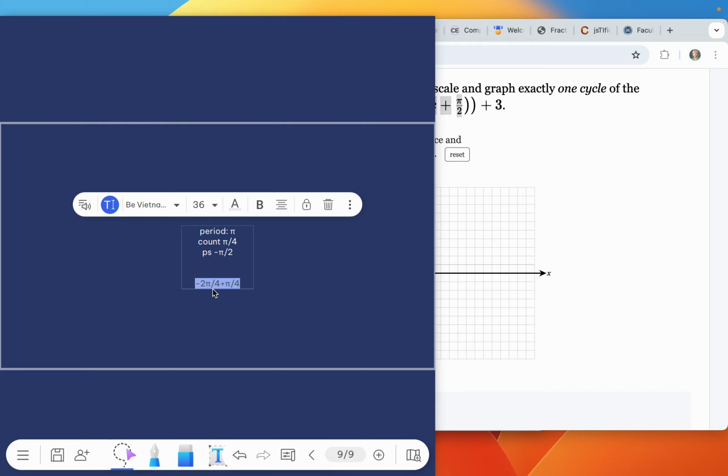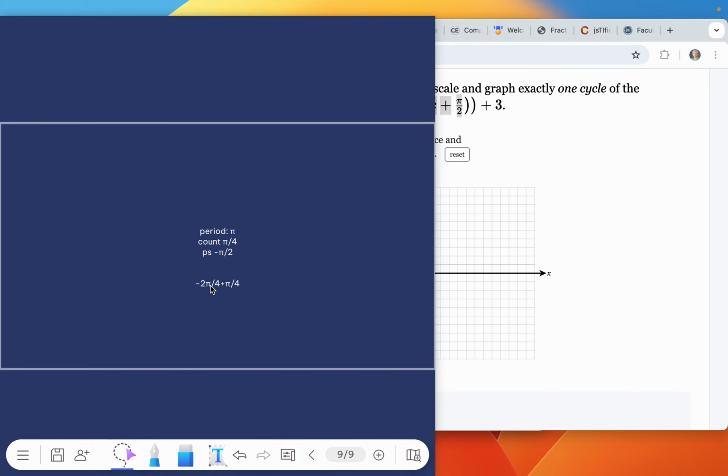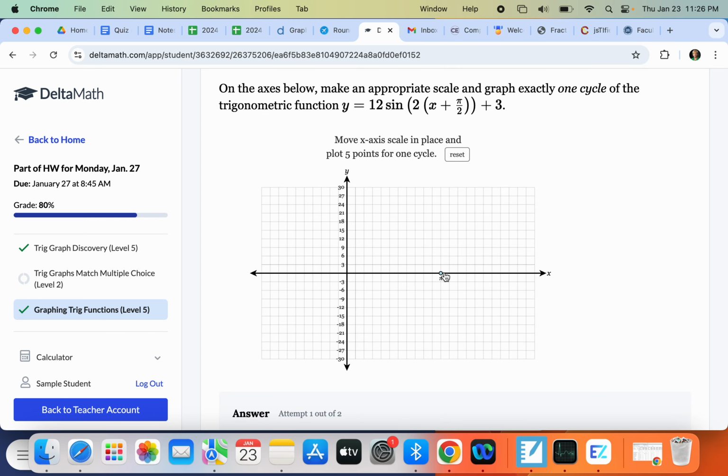So what I want to do is think of myself as counting by pi over 4s. And I'm going to start at negative 2 pi over 4. And I'll worry about where I'm going to put this later. Well, let's do that now. So let's say this is negative 2 pi over 4 right here. All right, because I just went back 2 of them, I'm going to count by pi over 4s. Negative 2 pi over 4 plus pi over 4 is negative pi over 4, plus pi over 4 is 0, plus pi over 4 is pi over 4, plus another pi over 4 is 2 pi over 4. So that should be the end.